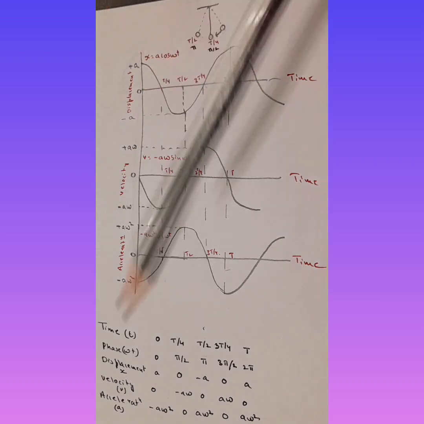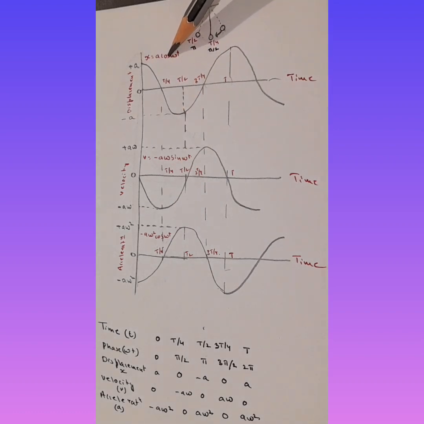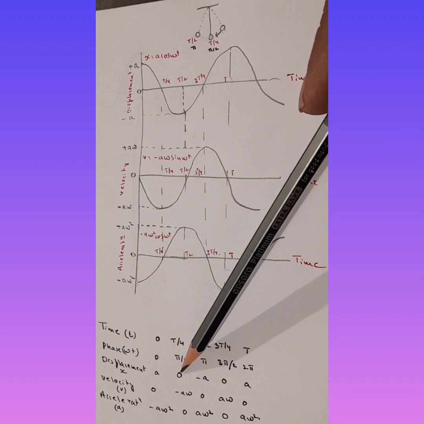Then what happens in case of T by 4, pi by 2? So obviously now we are talking in terms of cos 90. Cos 90 we know is 0. So displacement, cos 90, is 0, so it comes back here. When it comes back here, displacement obviously is 0 because it has come back to mean position. That's what we see here.